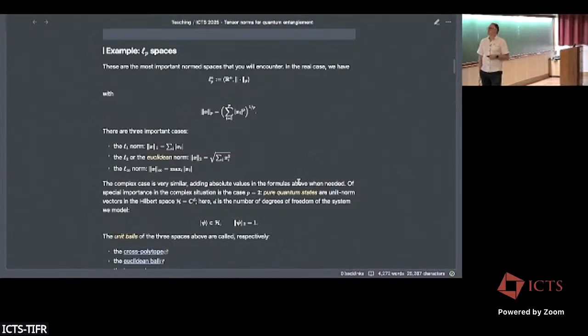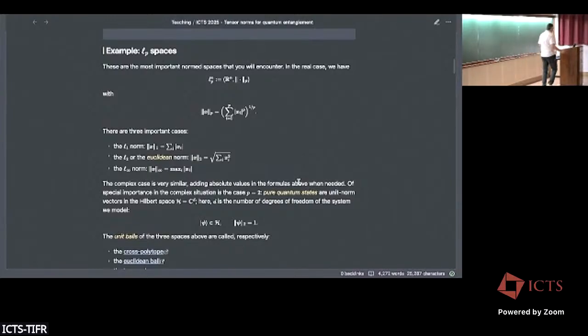So you have these 3 norms, and in the complex case, you have basically the same formula, but now the vector space is C^n. And of course, this has to do with quantum mechanics, because pure states are just unit vectors for this Euclidean norm, the 2 norm, in a complex space.